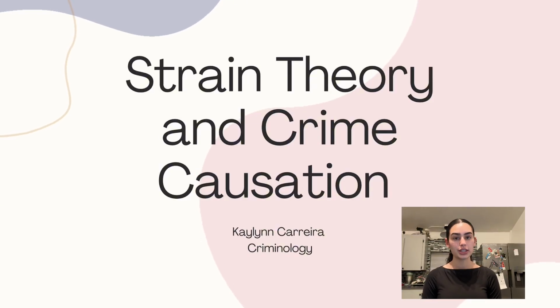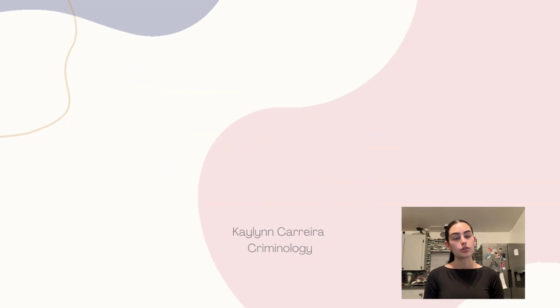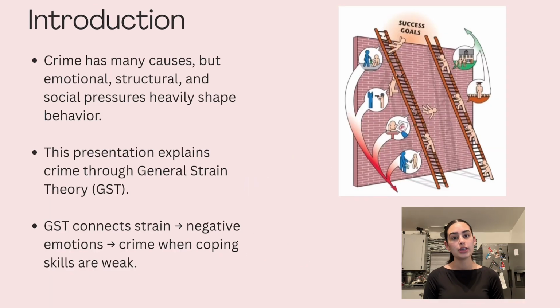Today, I'll be discussing strain theory and crime causation, focusing specifically on general strain theory and how it explains both historical and modern criminal behavior. In our introduction, I'll be talking about how crime doesn't happen at random. Most people who offend are responding to pressures in their lives, whether emotional, social, or structural. General strain theory, often called GST, offers one of the strongest explanations for how those pressures turn into criminal behavior. In this presentation, I'll walk through the foundations of the theory, the research that supports it, real-life examples, and what policies could actually reduce crime.